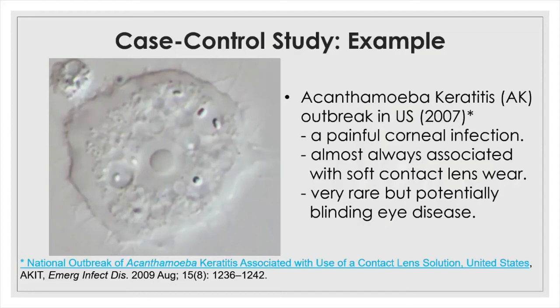Now let's take a look at the example case control study. There was a report of a potential outbreak of acanthamoeba keratitis in America in 2007, which is caused by this single cell living organism, acanthamoeba, shown in this picture. This is a very rare condition. The estimated annual incidence in America is 1 or 2 cases per million contact lens wearers.